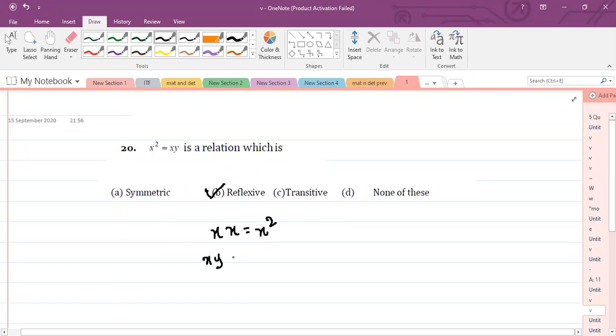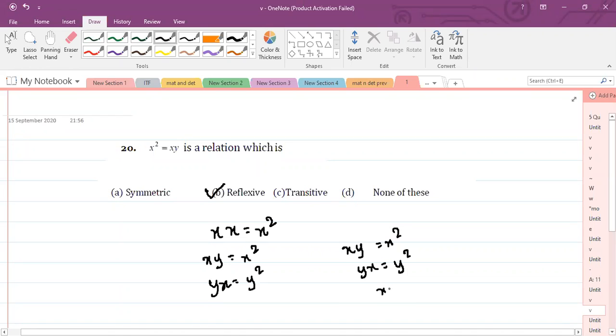Why is it not symmetric? If x into y is x squared, what will y into x be? Y into x will be y squared. Therefore, it is not symmetric. So why is it not transitive? If x into y is equal to x squared, then y into x is equal to y squared.